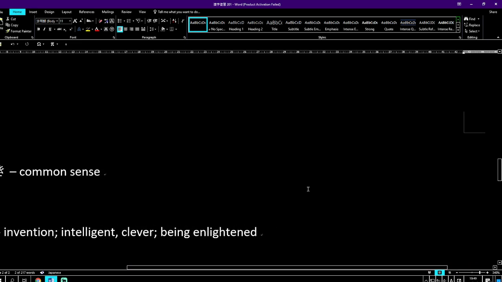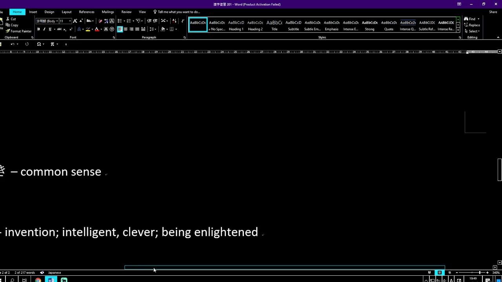And finally, an invention, to be intelligent or clever, is hatsume, or a coming out into the brightness. Hatsume is an invention or intelligent.